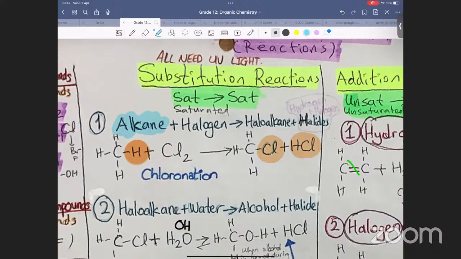One atom gets substituted in, and because chlorine is diatomic, the extra chlorine bonds to the lonely H, giving us HCl, which is known as a halide. A halide is hydrogen plus a halogen.